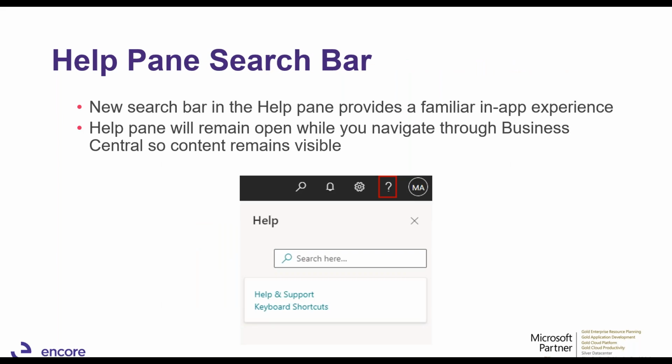Microsoft has also added a help pane search bar. So that help pane, when you click that question mark in the top right of your Business Central window, there's a new search bar here that provides an in-app experience for your search needs. The key convenience part here is that it remains open while you navigate through Business Central. So whatever page you're working on, that sidebar will remain open despite you navigating to different pages in Business Central. This can be helpful for keeping your search up and referencing it as needed.